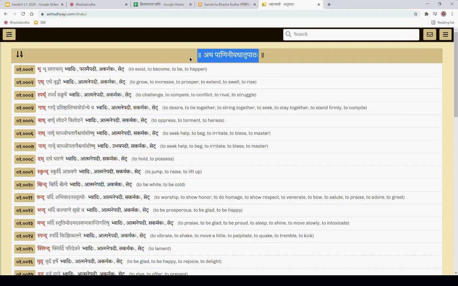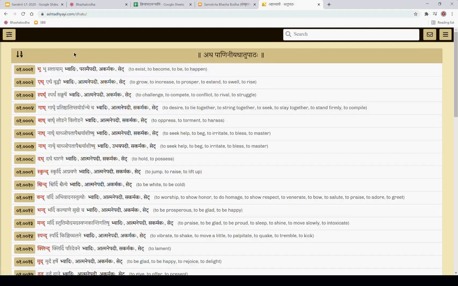Panini has compiled a list of dhatus of Sanskrit which appear in the Sanskrit language. Dhatus, root words. He has compiled, collected. He has not created them, collected them. So there are about 1950 to 2000 dhatus in that collection. So they are in a certain order.